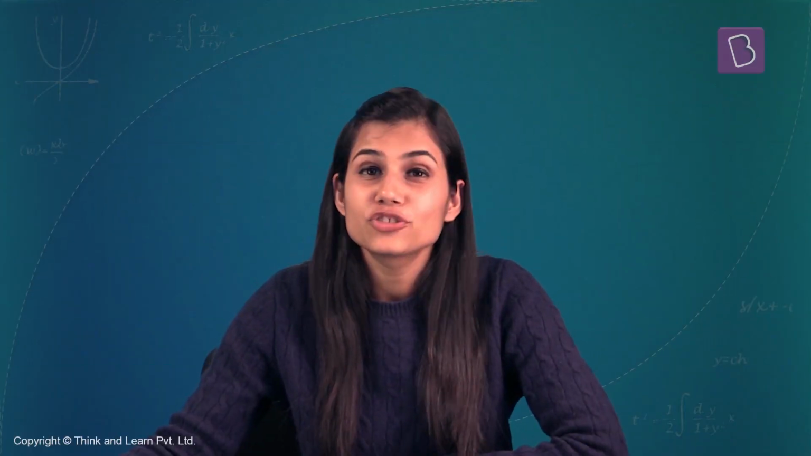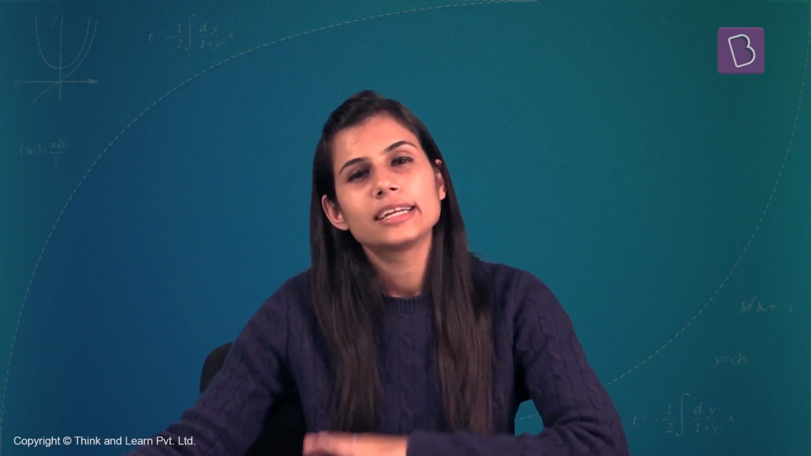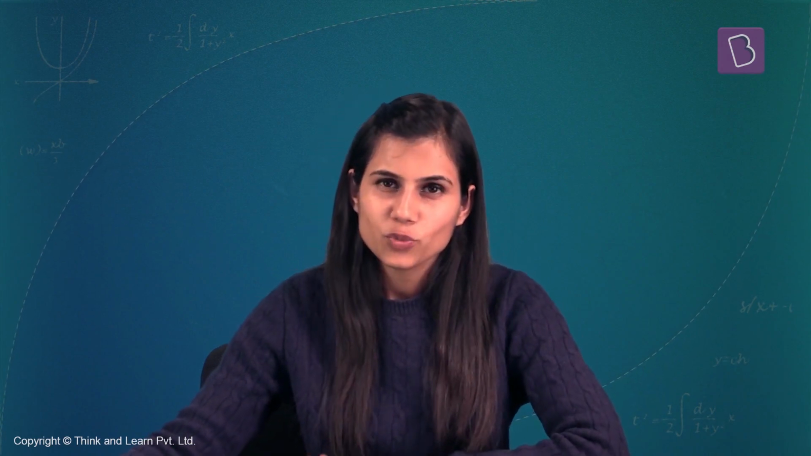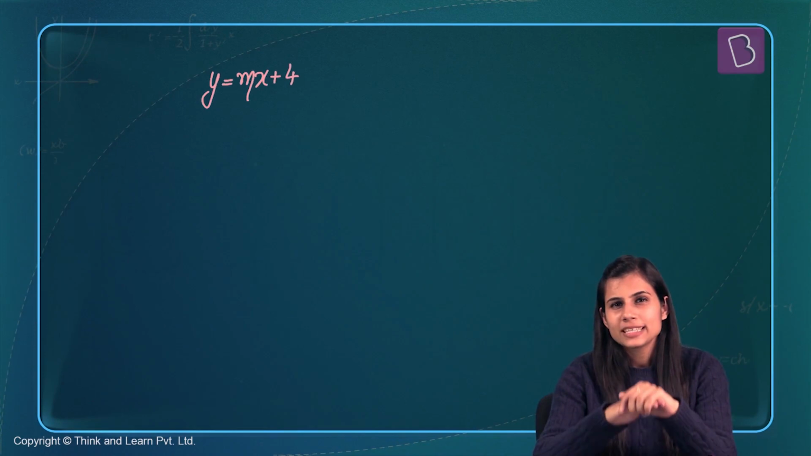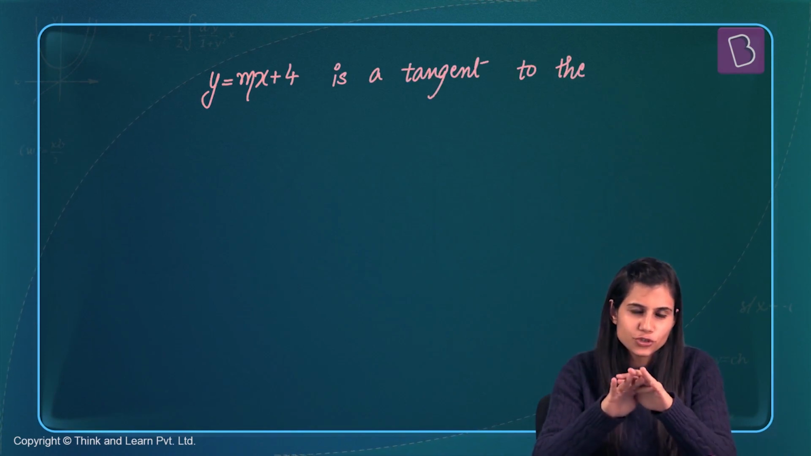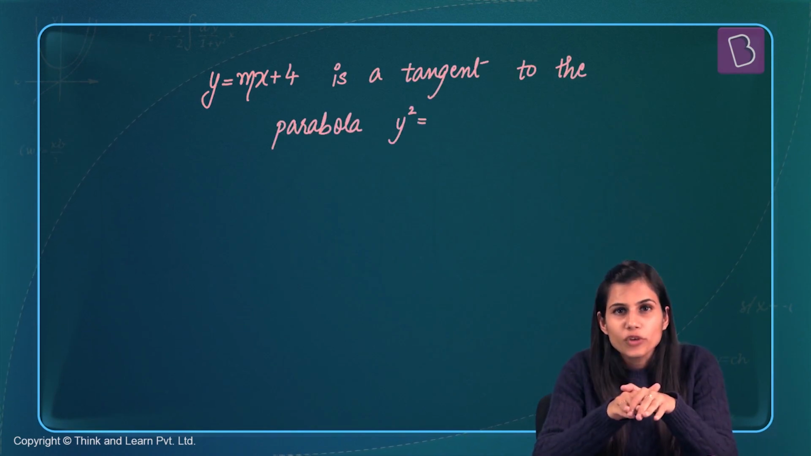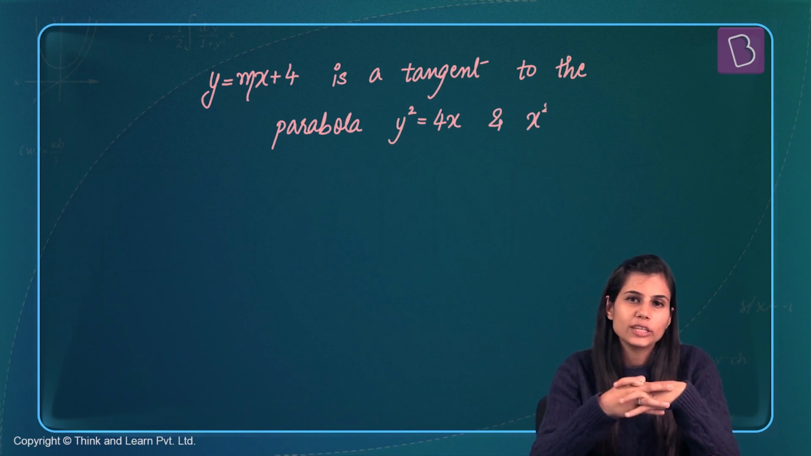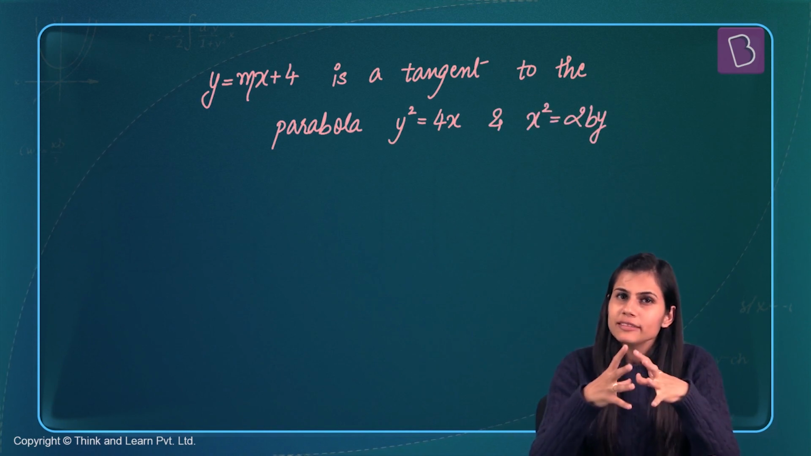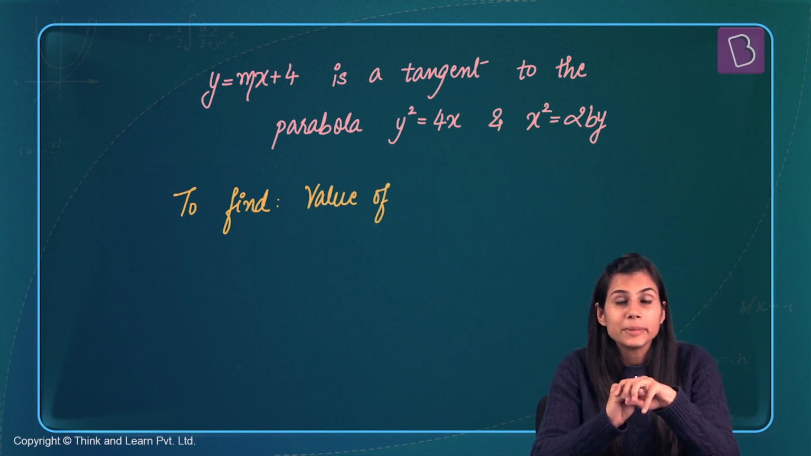Well, coming up from the chapter conic sections, under the topic of parabola, we have this question which says that if y equals mx plus 4 is a tangent to the parabola y square equals 4x and the parabola x square equals 2by, then using this, find the value of this unknown b.